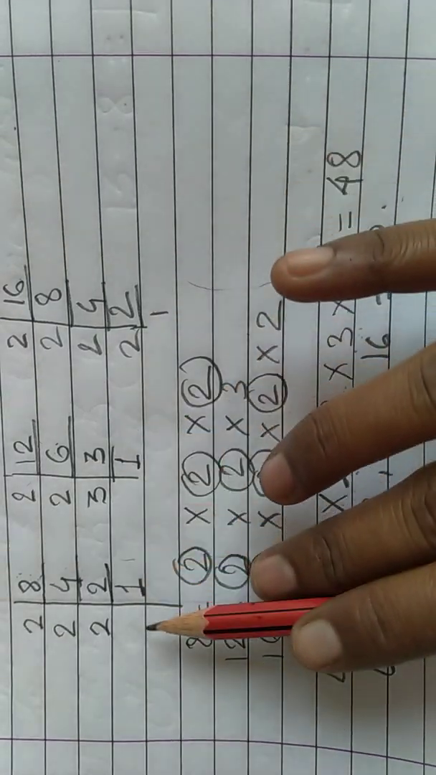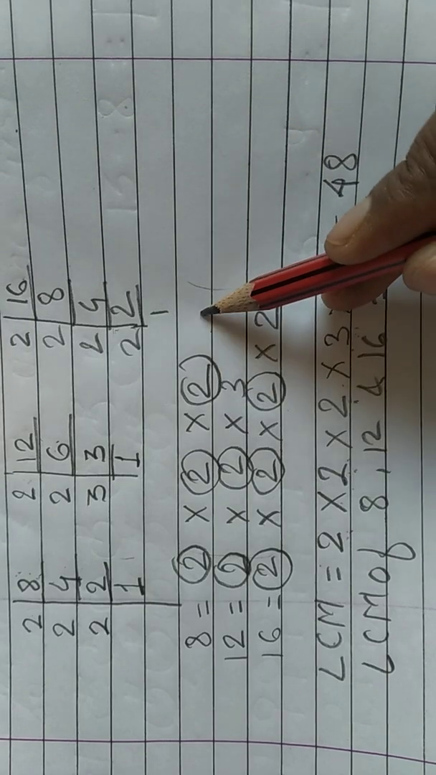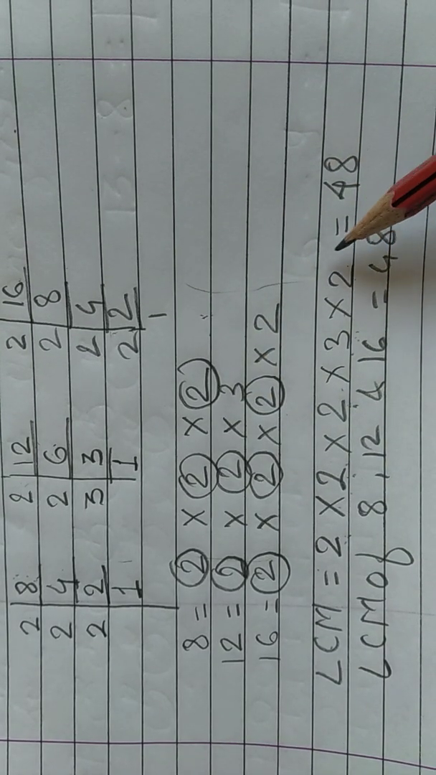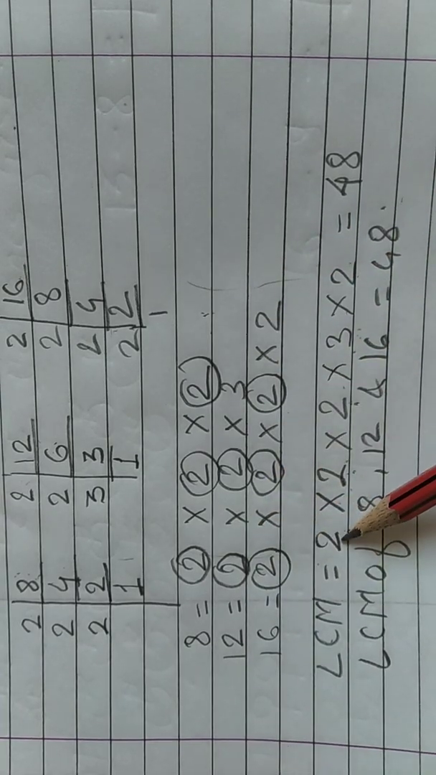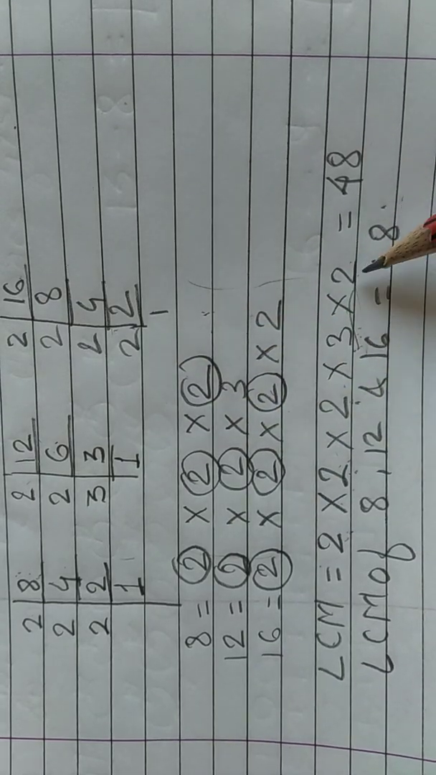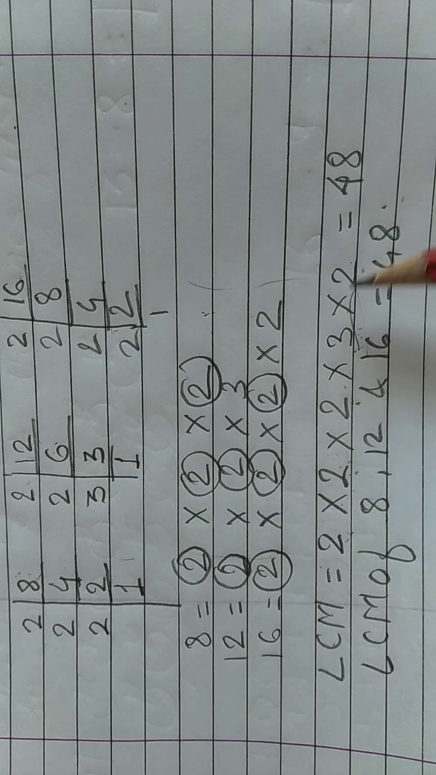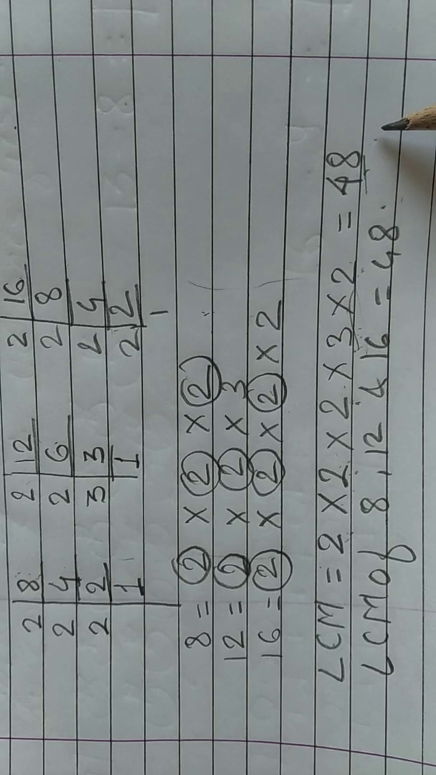First we find the prime factors, then we write the prime factors in the form of product, then we find the common factor, write it one time, pair one time, and then lastly write the remaining factors and find the product of those prime factors. And the product of all of them is the LCM. So in this way we find the LCM by the prime factorization method.